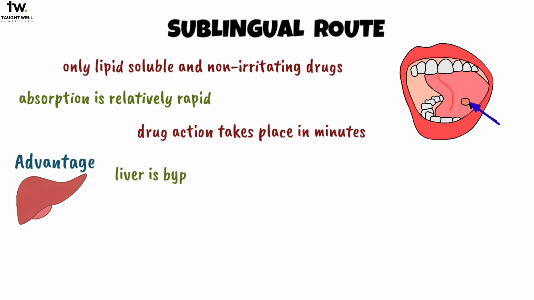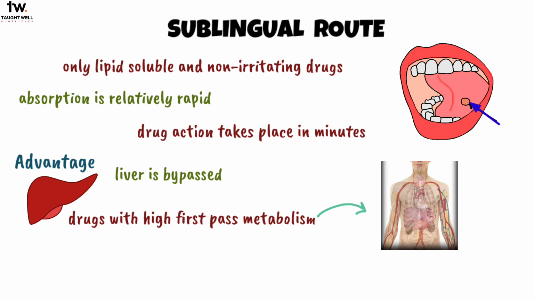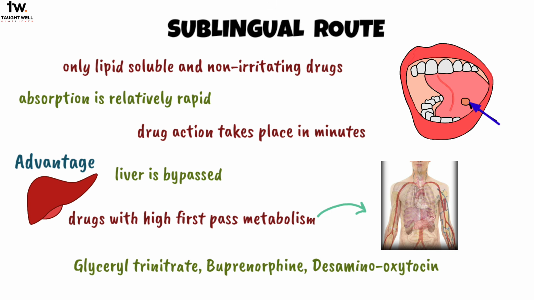The major advantage is that the liver is bypassed and drugs with high first-pass metabolism can be absorbed directly into systemic circulation. Examples of drugs given sublingually are glyceryl trinitrate, buprenorphine, desamino-oxytocin.